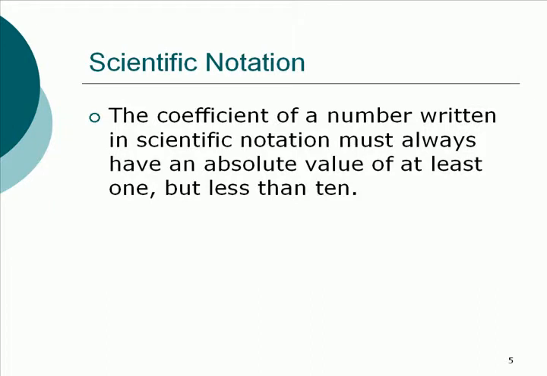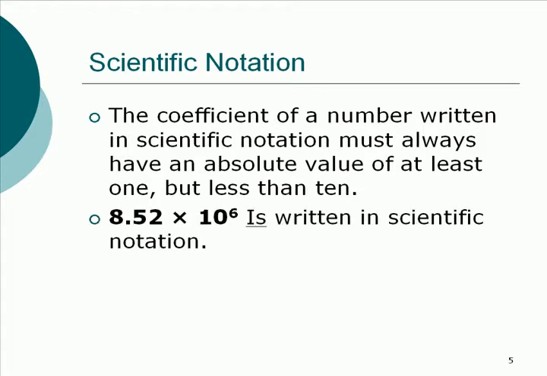We say that formally the coefficient of a number written in scientific notation must always have an absolute value. That is, it could be negative. We can't just say it's between 1 and 10 because that would exclude all the negative numbers. But its absolute value, which would include the negative numbers, has to be 1 or more, but it can't be 10 or larger. It has to be less than 10. 9.999, you might say. So here's an example. 8.52 times 10 to the 6th is written in scientific notation.